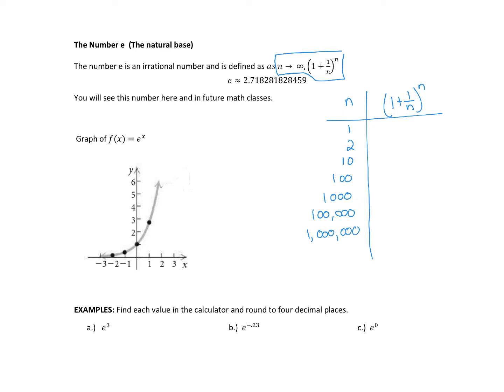Now we can put this in our calculator as a y1, and then use our second function, calculate a value, and then just change the x value at the bottom of the screen to find these values. So that's what I have done. And my values, when I plug in 1, I get 2. When I plug in 2, I get 1 plus 1/2, so 1.5 squared, which is 2.25. When I plug in 10, I get 2.5937425.